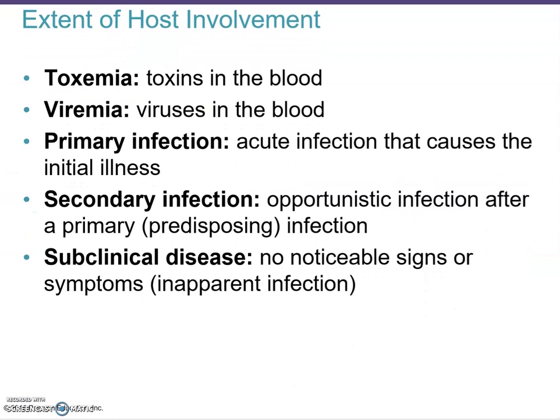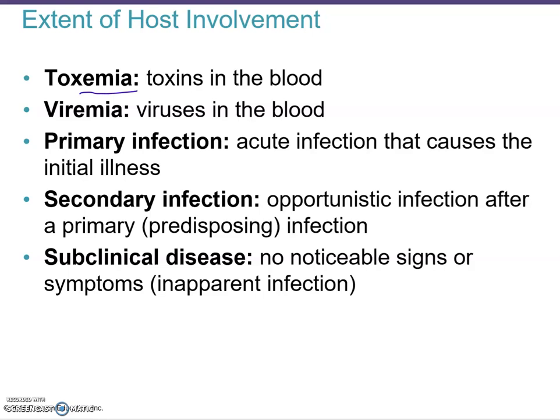And yet more terms. Toxemia means that you have toxins in the blood. Again, when you see the term emia, it's blood. Viremia means that you have viruses in the blood. A primary infection would be an acute infection that causes the initial illness. Secondary infection is an opportunistic infection after a primary predisposing infection.